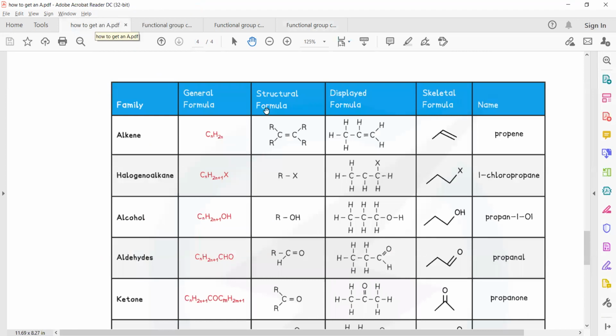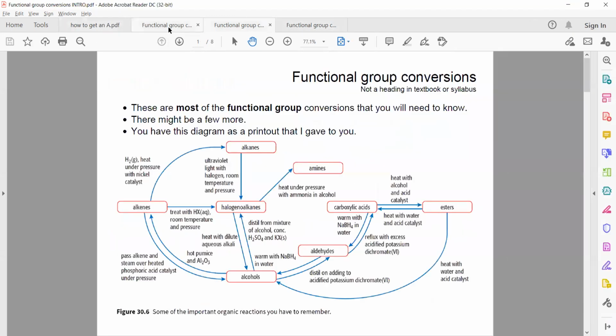Okay, so if you have a look over here, we can go from alcohols back to alkenes. They've suggested the hot pumice with aluminium oxide. They've told you to use aluminium oxide, but you can use hot concentrated phosphoric acid or hot concentrated sulfuric acid. Either one would work. So you can do that conversion there now.